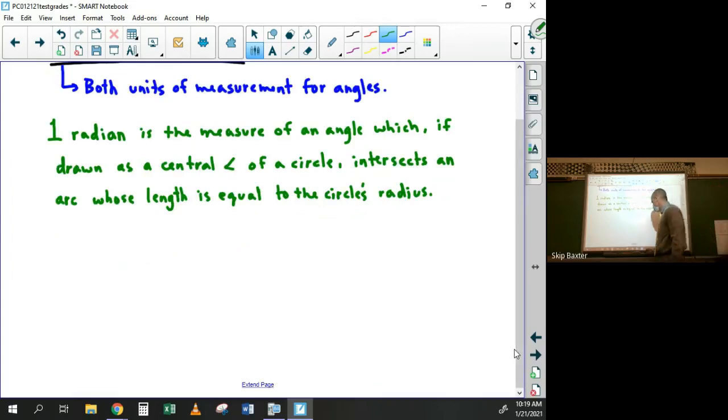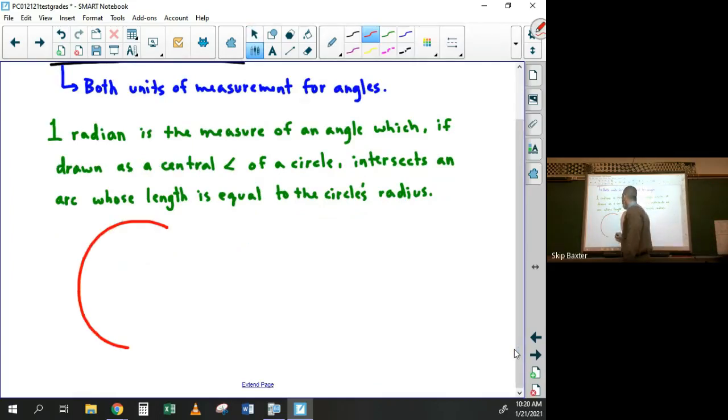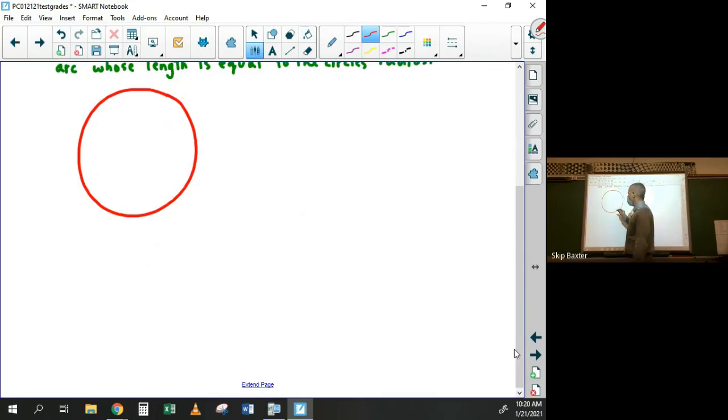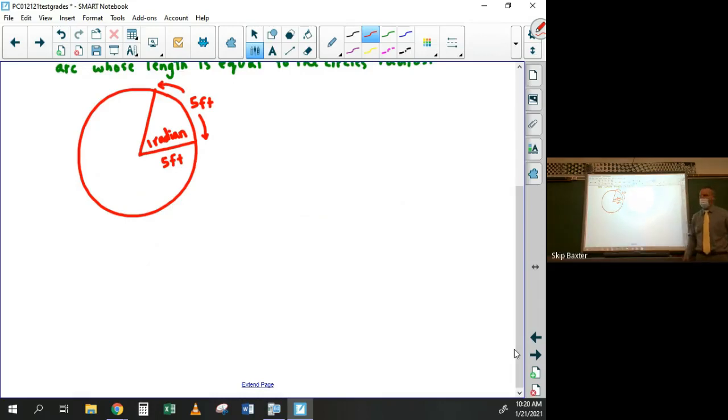So for example, if I had a circle like this, and I wanted to draw an angle of 1 radian, suppose the circle's radius was 5 feet. Then 1 radian would intersect an arc whose length is 5 feet. If I were to straighten it out and measure it with a ruler, the length of that arc would be 5 feet. Does that make sense?